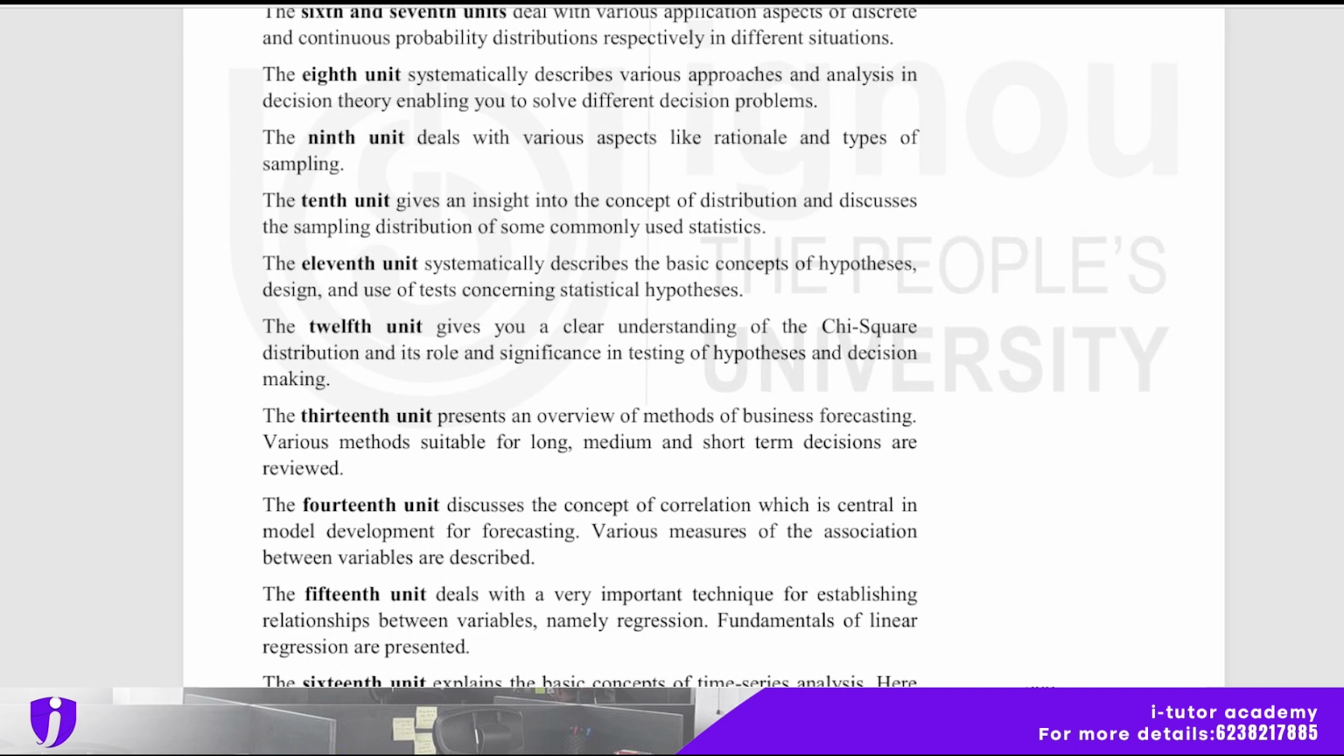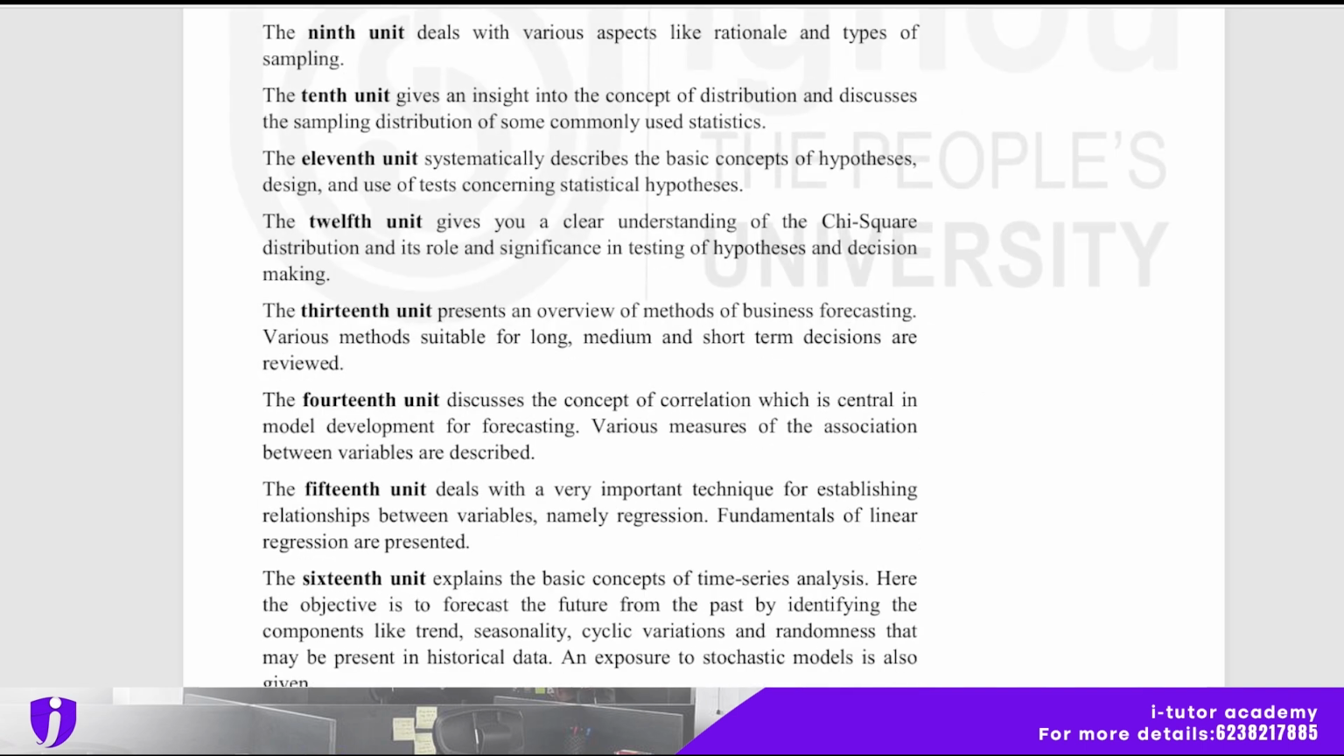The 10th unit gives an insight into the concept of distribution and discusses the sampling distribution of some commonly used statistics. The 11th unit systematically describes the basic concept of hypothesis, design and the use of tests concerning statistical hypothesis. The 12th unit gives you a clear understanding of the chi-square distribution and its role and significance in testing of hypothesis and decision making. The 13th unit presents an overview of methods of business forecasting. Various methods suitable for long, medium and short term decisions are reviewed.